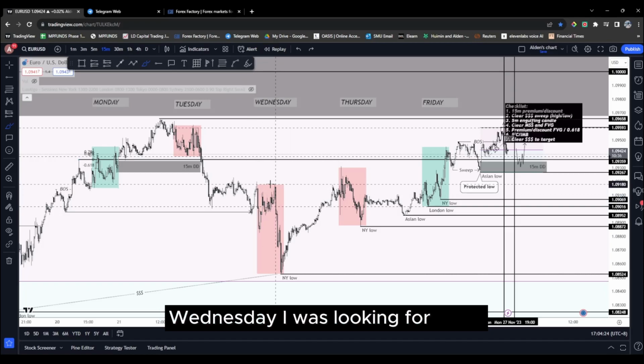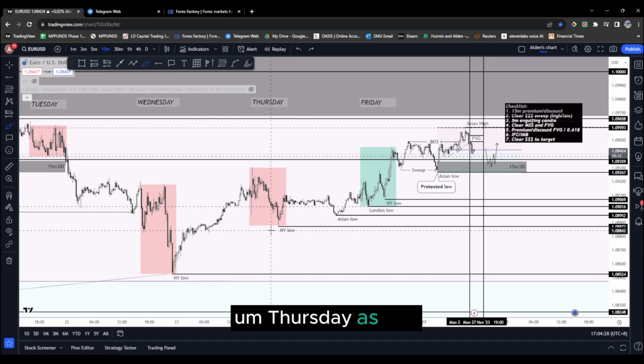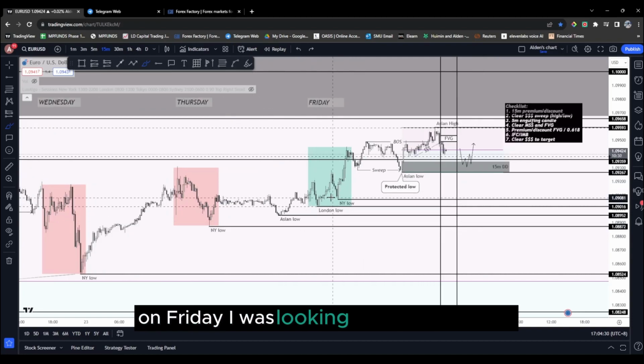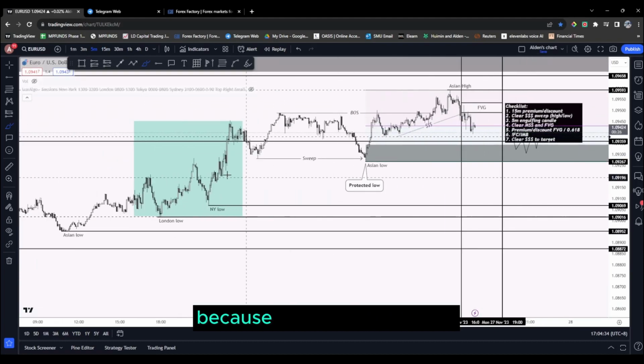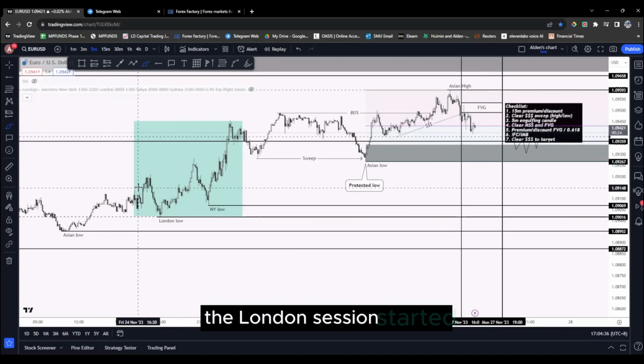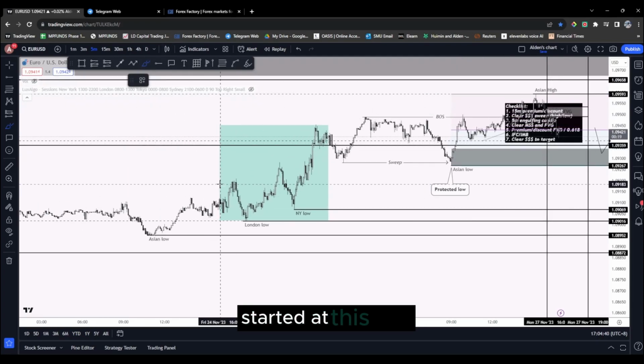Wednesday, I was looking for shorts, but there wasn't a clear opportunity. Thursday as well. On Friday, I was looking for longs. However, there wasn't a clear opportunity, because if you look at where the London session started right here, London session started at this here.